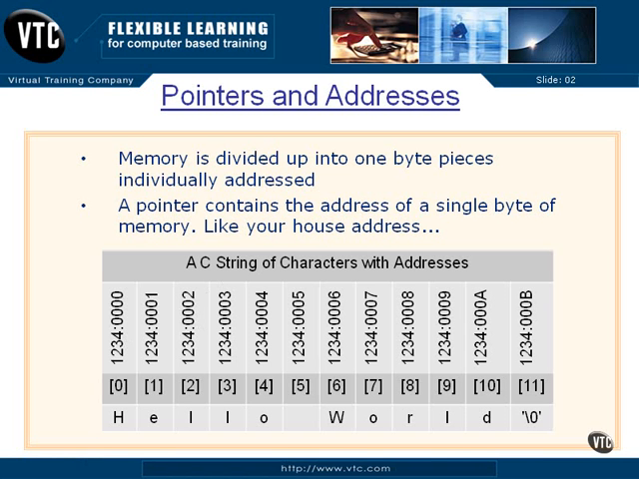A pointer, because we're talking about pointers and addresses, contains the address of a single byte of memory. Just like your house address. If your house address is 1234 Main Street, that is a pointer to the address where all of your stuff is located. So here we see this is an address of this H in Hello World. This is our string. Hello World, that's a space in there, and that's a null, a 0 byte, that is the end of our string.